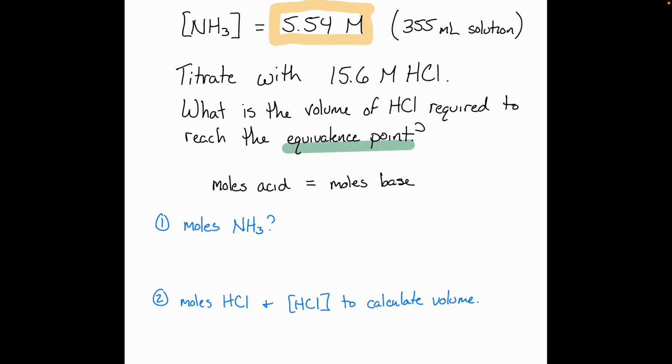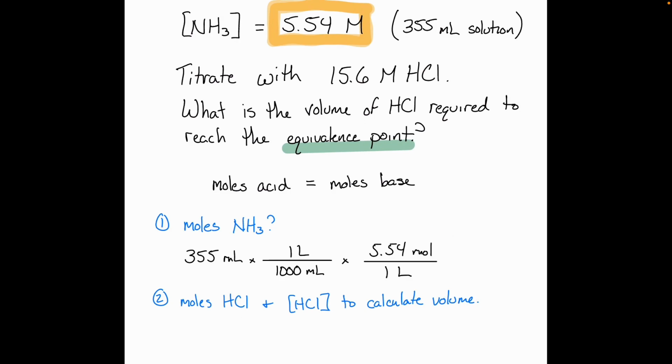All right? So again, that big M is moles per liter. The first thing I'm going to do is take my 355 milliliters of solution and convert that to liters using the fact that there are 1,000 milliliters in 1 liter. And then the key here, again, is I'm going to take this 5.54 big M and turn it into something that I can use in my math, where I take my 5.54 moles of ammonia over 1 liter.